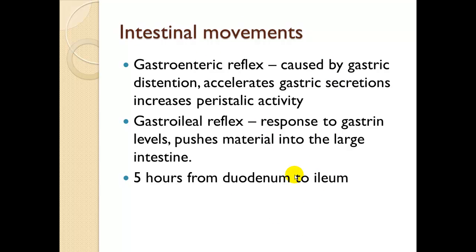Intestinal movements. The gastroenteric reflex, caused by gastric distension, pretty much accelerates gastric secretions and increases peristaltic activity. This is whenever you have a full belly, and the signaling says let's move this stuff out. And the gastroileal reflex, in response to gastrin levels, pushes material into the small intestine. Now, gastrin levels occur whenever the chyme reaches the actual small intestine. And we essentially get about a 5-hour time limit from the duodenum, where it leaves the stomach, to the ileum.